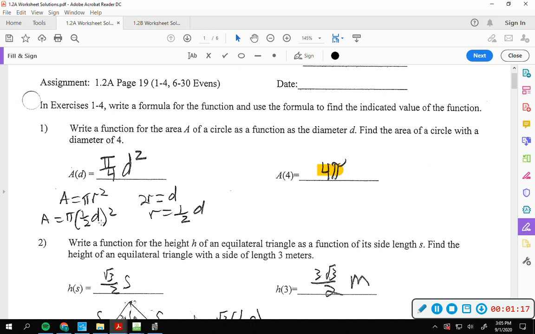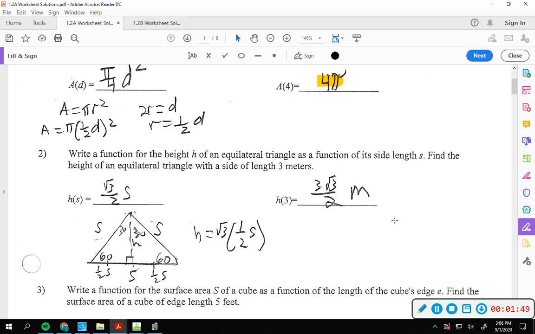And then I'm squaring it. If I square 1/2, I get 1/4. If I square d, I get d squared, okay, so 1/4 pi d squared, or pi over 4 d squared. And then lastly, it says find the area of the circle with a diameter of 4. So now I can plug 4 in directly. 4 squared is 16. 16 divided by 4 is 4 pi. Okay? And that's how all the rest of these three are going to work, along this line right here. So let's move on to problem number 2.